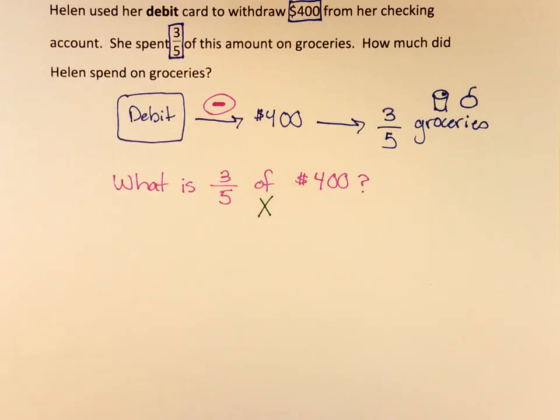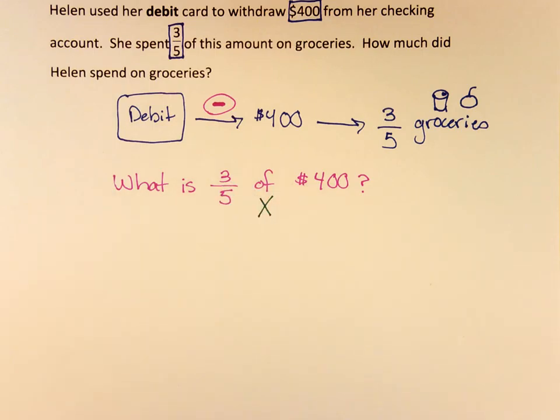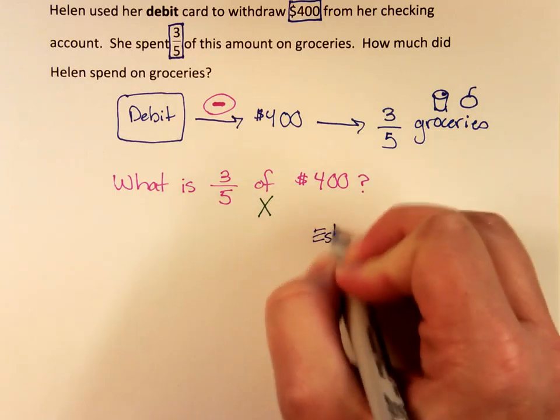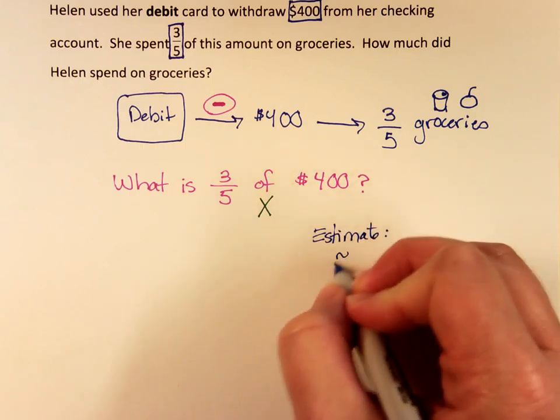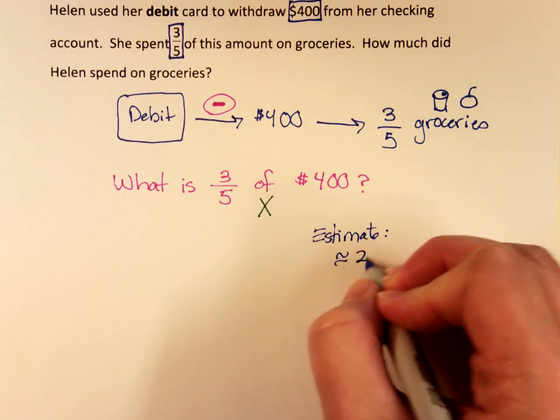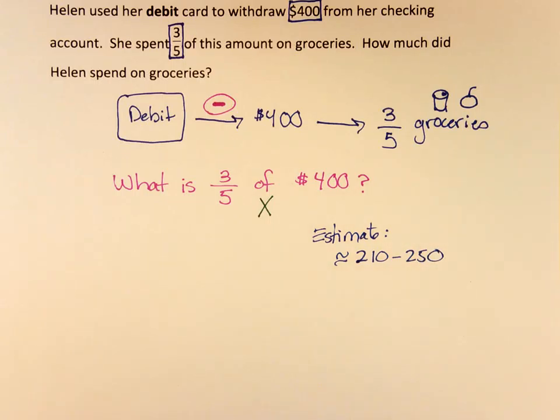Let's get a quick estimate before we do that. 3/5 is a little bit more than half. Half of 5 would be 2.5, and I have a little bit more than that. So I think that she spent a little bit more than half of her $400. So the estimate, I am going to estimate that the money is going to be between, a little bit more than half, would be $210 and $250. That's my estimate for how much she spent on groceries. So let's do step 3, which says to solve the problem.